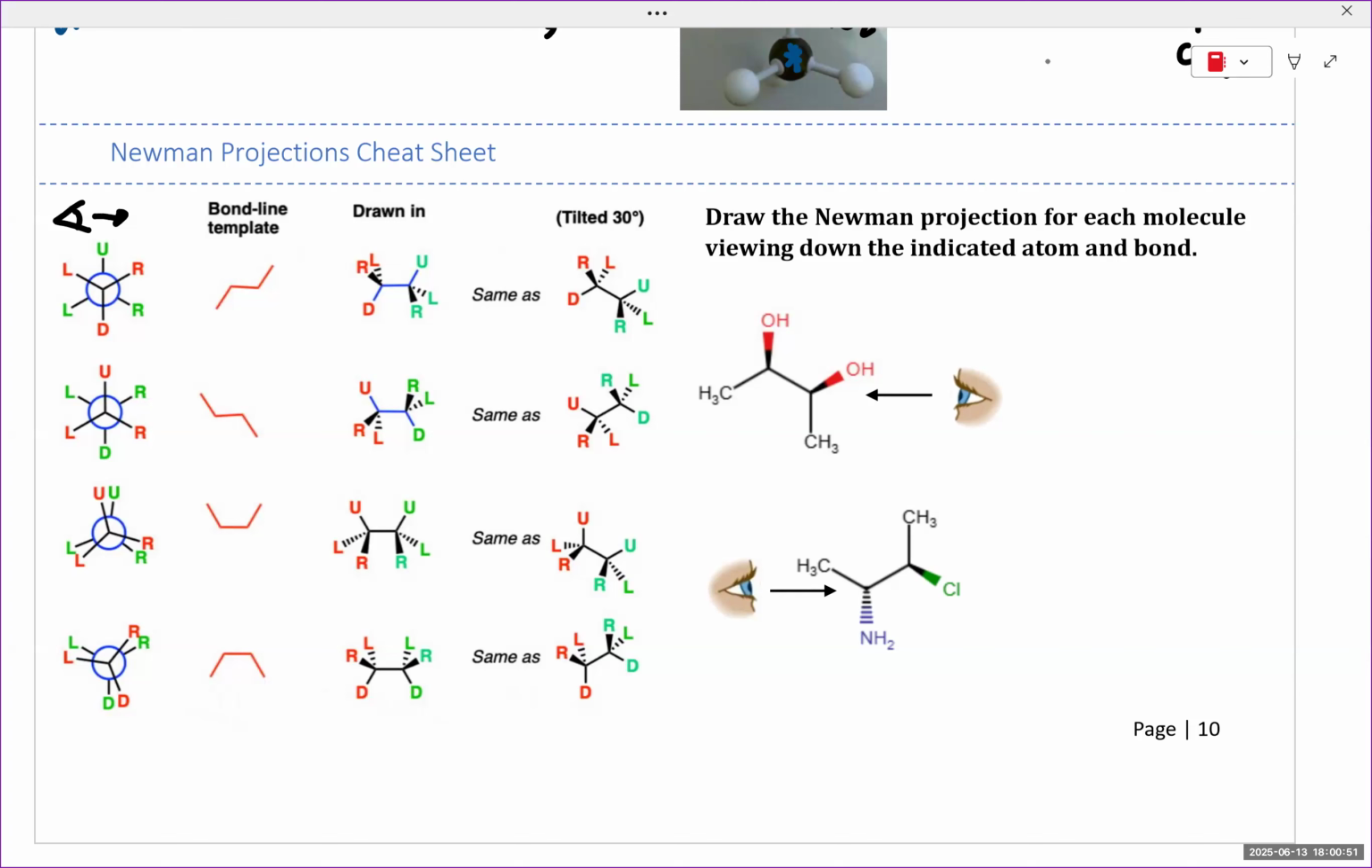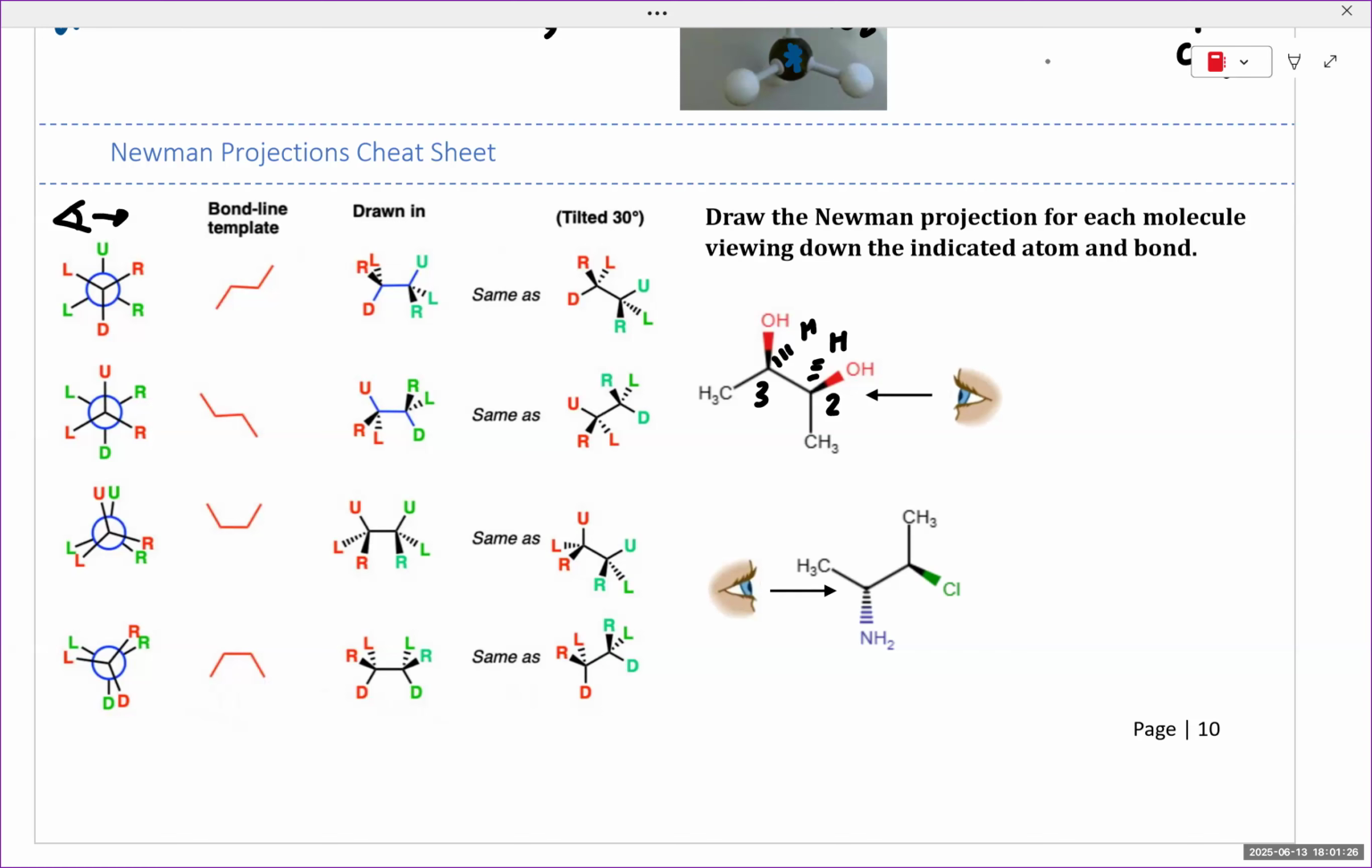So let's do some examples. We're asked to draw the Newman projection for each molecule, viewing down the indicated atom and bond. I'd like you to pause this video and we'll discuss these next two examples momentarily. Okay, so starting with this case here, we have this diol and we're asked to look down the following carbon-carbon bond. I'm going to label this as C2 and C3.